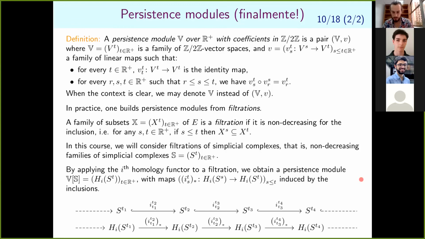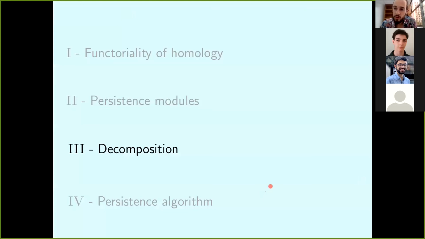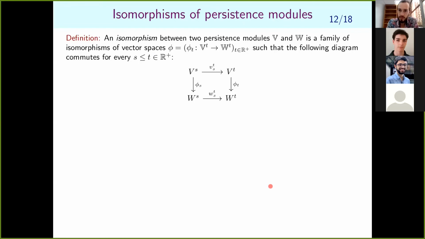Okay, so we defined persistence modules. Now, what can persistence modules tell us about our data set? We will have to do some algebra here. So first, I will introduce two notions. First, I define here what is an isomorphism of persistence modules. Okay, this is really the same idea as isomorphism of vector spaces. You just have to take care of the fact that you have several vector spaces. So consider two persistence modules, V and W.